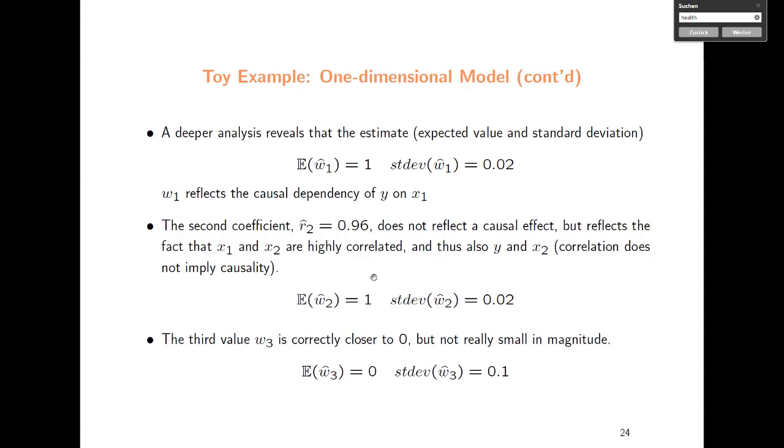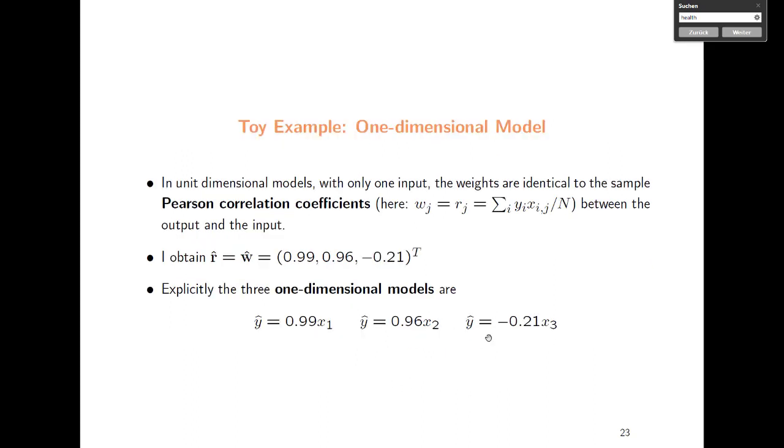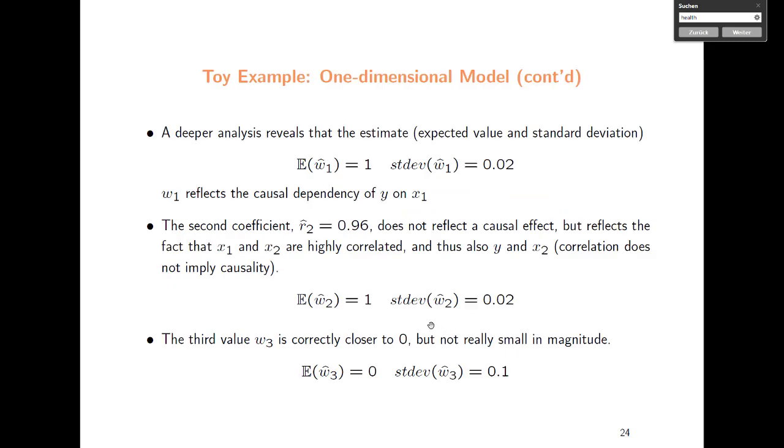So the third one is closer to 0, but it has a lot of disturbance. So the standard deviation is 0.1, considering that these are 0.02. So it's sort of correctly predicted that it shouldn't have an influence, but this is not really very well determined, because the value here is still quite considerable. So it looks like it has a negative influence.